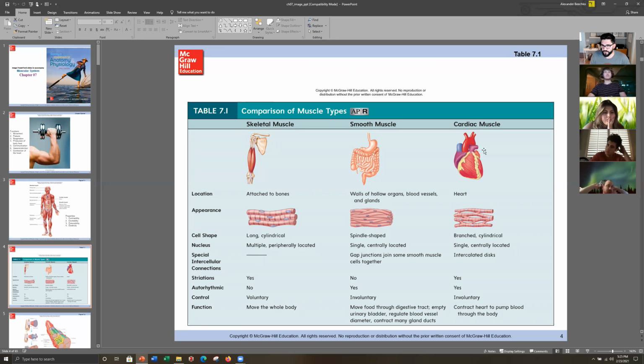I'm going to skip over the smooth and cardiac muscle for now, just because of time constraints. But what you'll find is that smooth and cardiac muscle have special intercellular connections that are relevant for how they function. Striations, yes. Autorhythmic, no. So these are not controlled automatically.